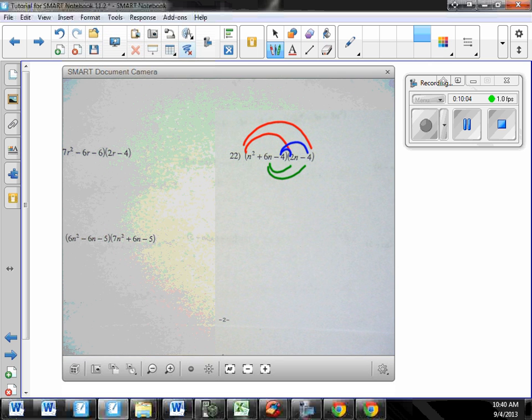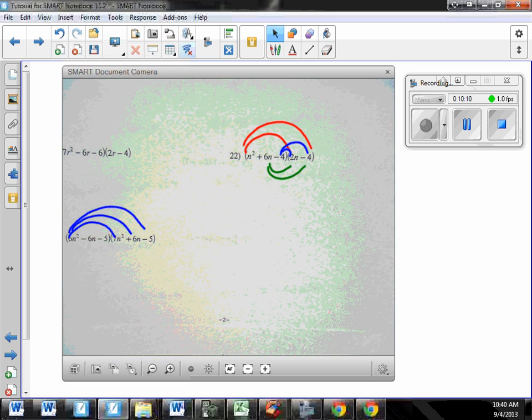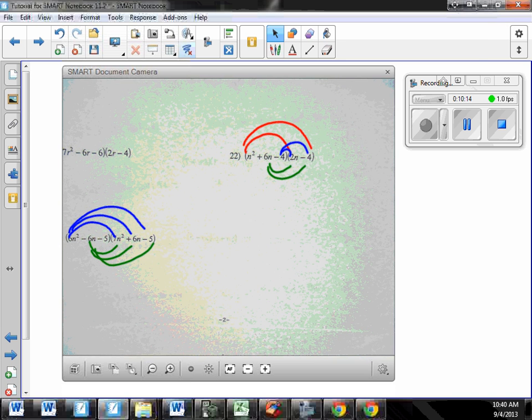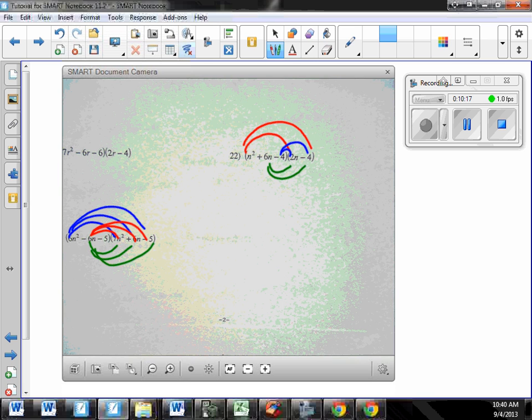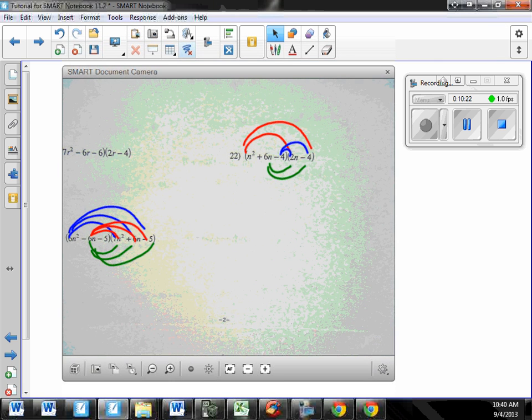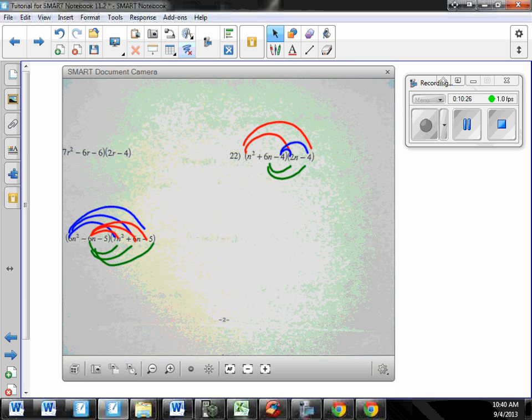Number 23 is even longer. Yeah, it doesn't matter how many terms there are, you just follow this pattern. And that's as big as they're going to get in this class. But you could have a 10-term polynomial and a 20-term polynomial, and that would be really hard.